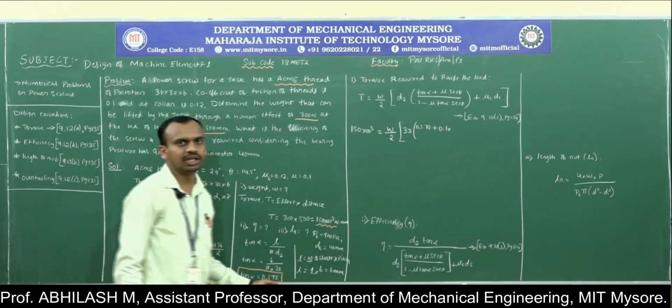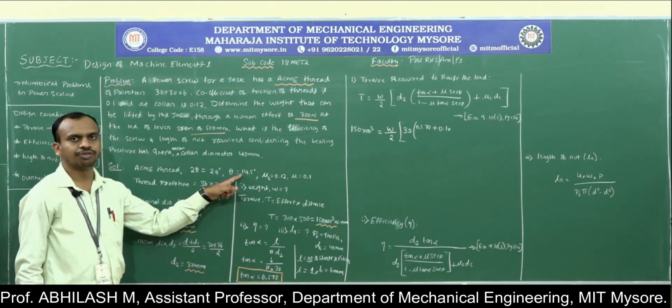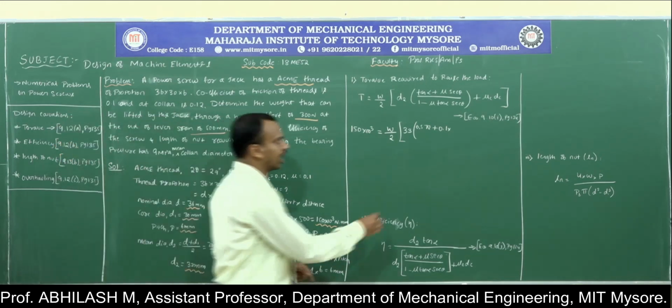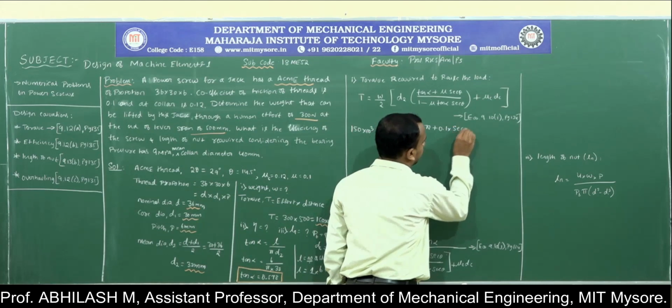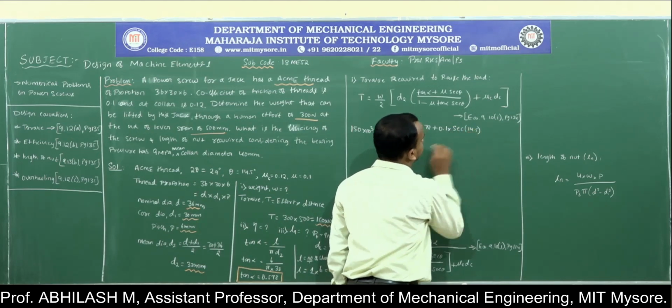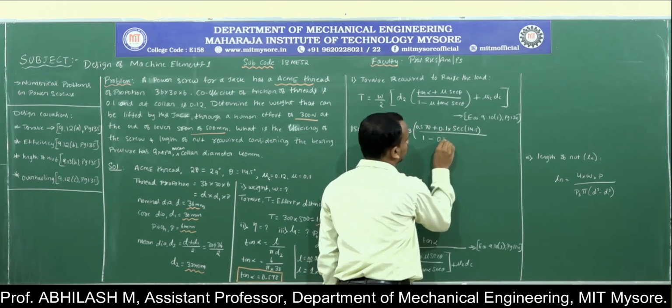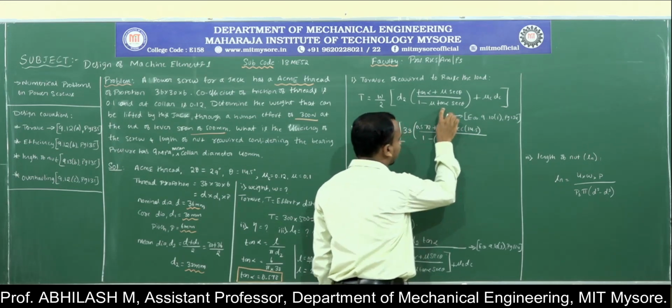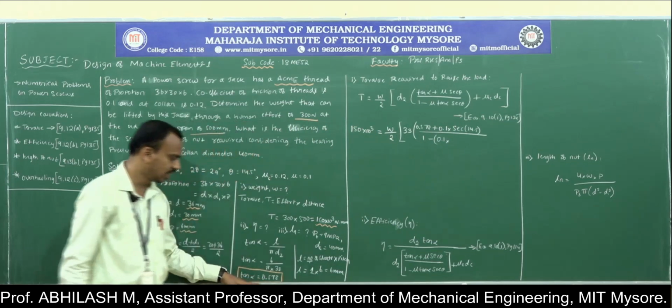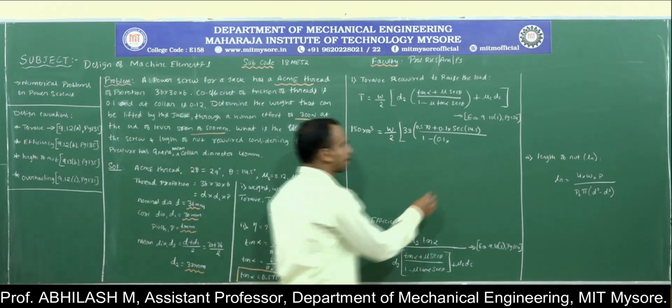What is the value of theta? The theta value is 14.5. Substitute the value as 14.5 degrees, divided by 1 minus mu, where mu is 0.1, into tan alpha. Have I calculated tan alpha? It is 0.578.